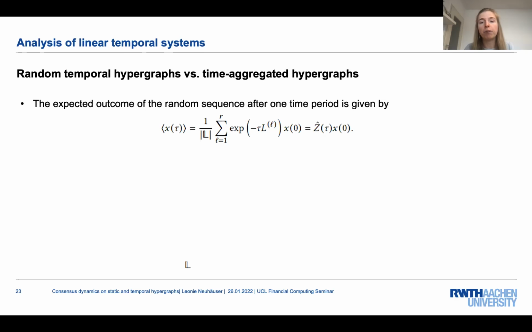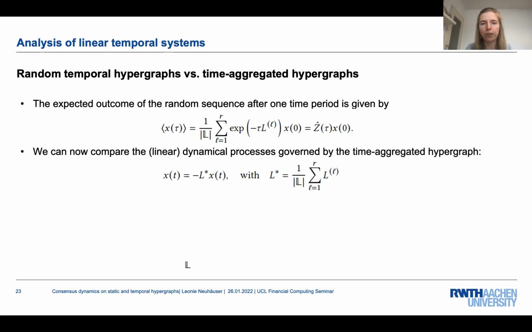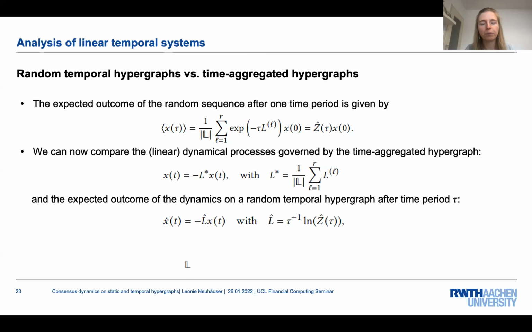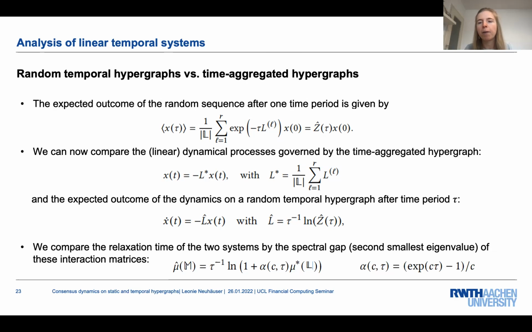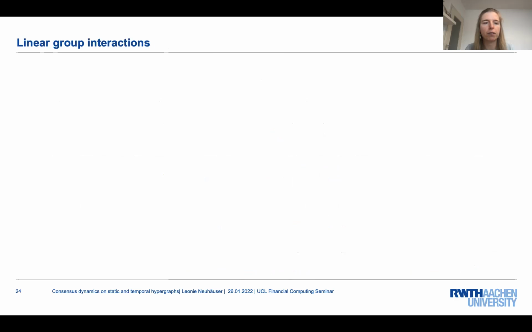So we want to compare the temporal and the aggregated static dynamics, and we restrict ourselves to studying the effects of the temporal behavior over one time window tau. The effect of a specific ordering that we assume is that the hypergraph in each window is drawn at random from a multiset of Laplacian matrices. The expected outcome of the random sequence after one time period is then given by this first equation, and we can compare it to the outcome of the time-aggregated hypergraph after a period tau. I won't go into the mathematical details here; you can read that in the paper. But we can analytically derive a relationship of the spectra of these two matrices, which then enables us to compare the spectral gap of the two systems. And that's cool, because that quantifies the relaxation time of the system.